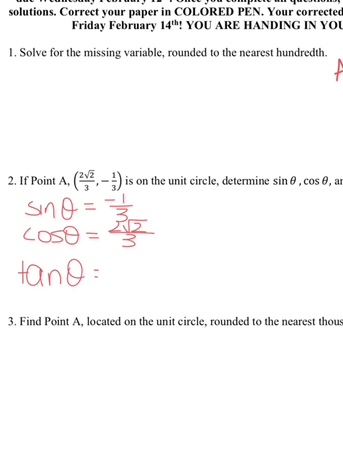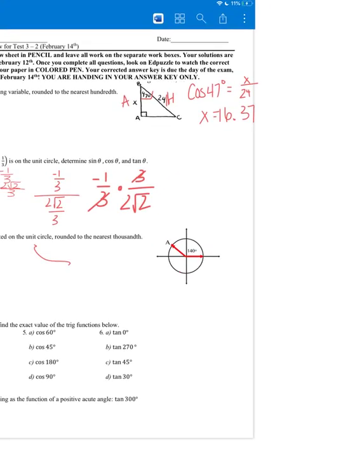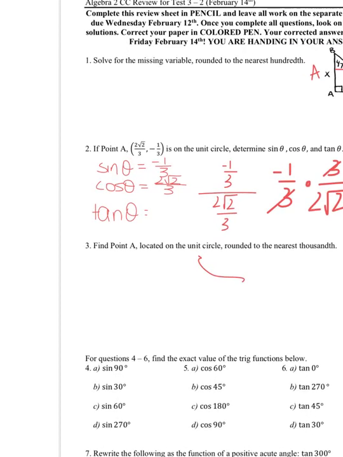So tangent of theta is sine all over cosine. Then we do keep, change, flip. So we have negative 1/3 times 3 over 2 square root 2. The 3's cancel. We get negative 1 over 2 square root 2. But we multiply that by the square root of 2 on the top and the bottom, which gives me negative 1 square root 2 over 2 times the square root of 2 times the square root of 2, that's 2, so over 4. So the tangent of theta is negative square root 2 over 4.